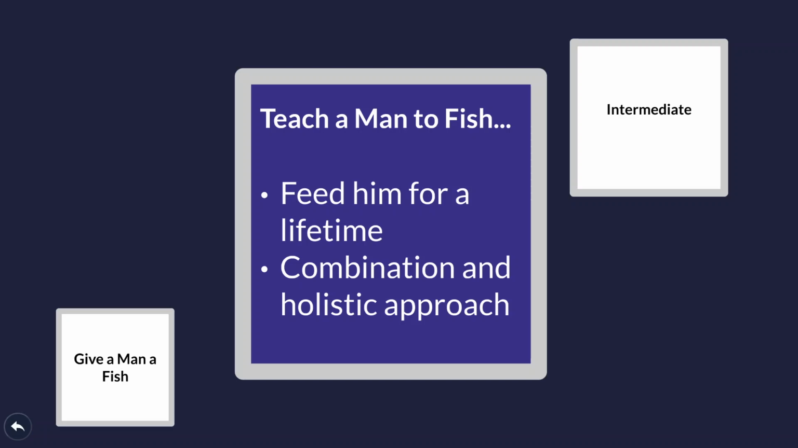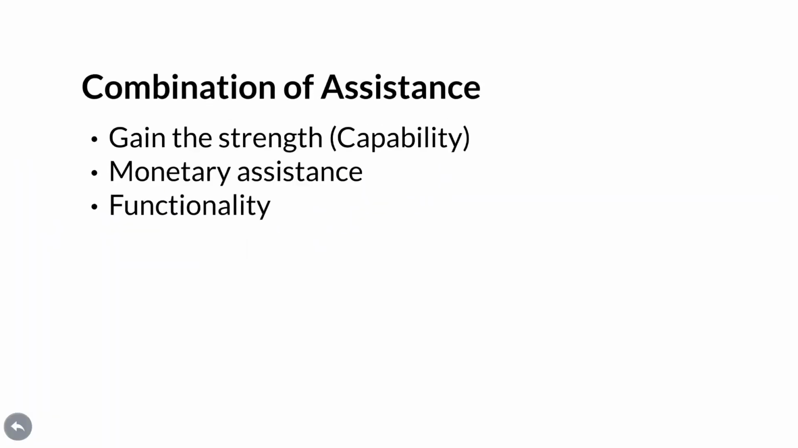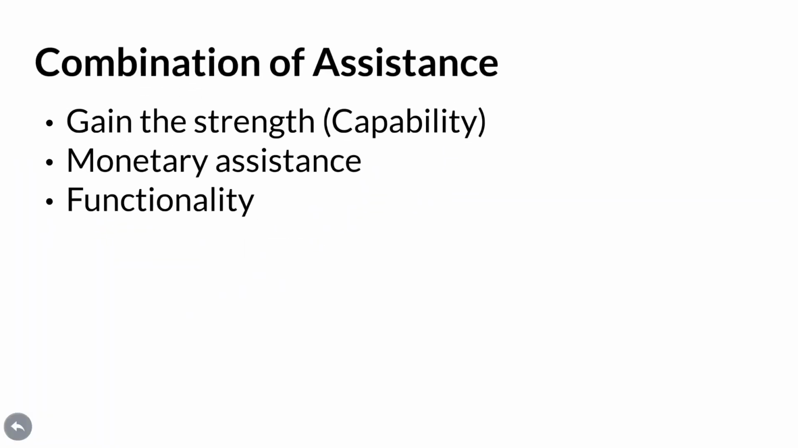Now, in regards to addressing poverty, fixing poverty, or just being able to resolve the issue, there are distinct approaches to this solution. Now, our combination is more holistic. Now, give a man a fish, feed him for a day. But in this instance, the combination of assistance, which would be giving the man a fish, would allow him to gain the strength to be able to reach his capability to fish and learn how to fish.